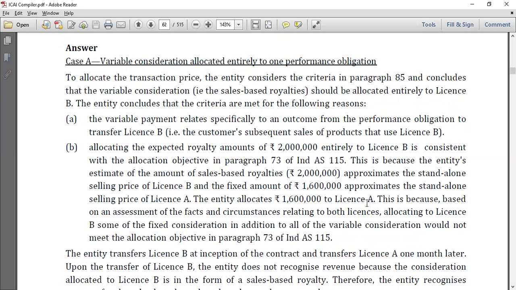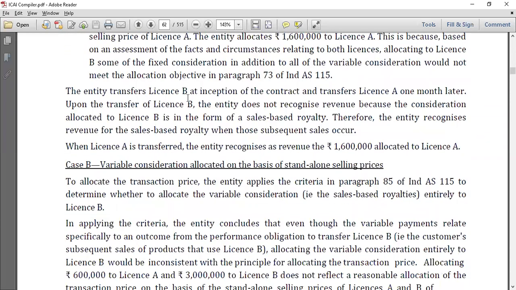Upon the transfer of license B, the entity does not recognize the revenue. Why? Because the consideration allocated to license B is in the form of sales based royalty. Therefore, the entity recognizes the revenue for this sales based royalty when those subsequent sales occur. Sales is a future event, you don't know. It is 3% of the sales, and the entity is just estimating that the sales based royalty might be 20 lakhs. They have not yet occurred, so at contract inception it won't be recognized, because it is sales based royalty and a future uncertain event. But after 1 month, whenever license A is transferred, 16 lakhs entirely will be allocated to license A only.